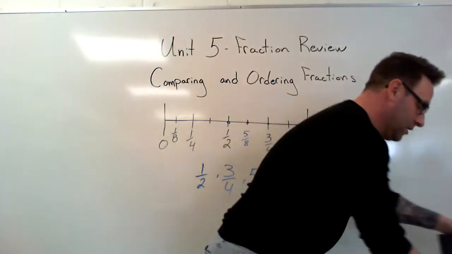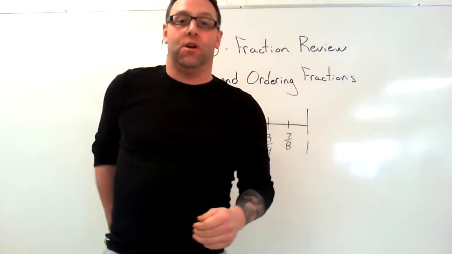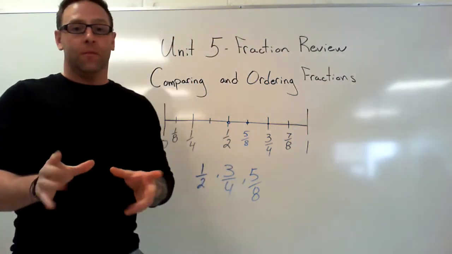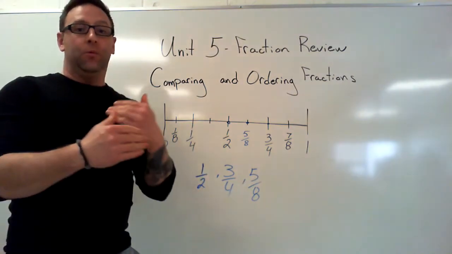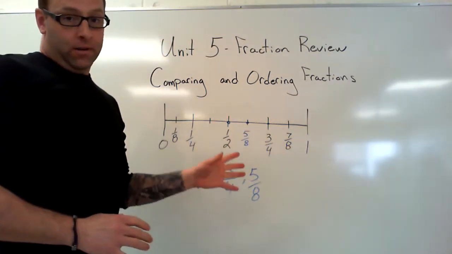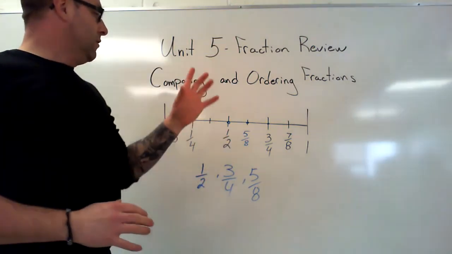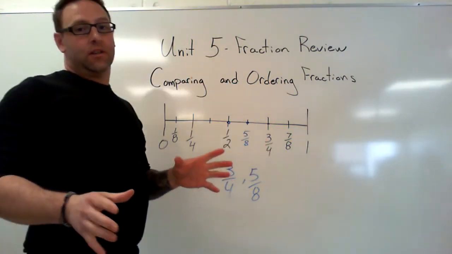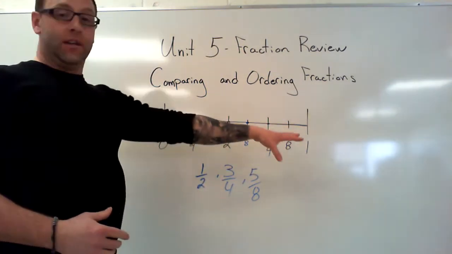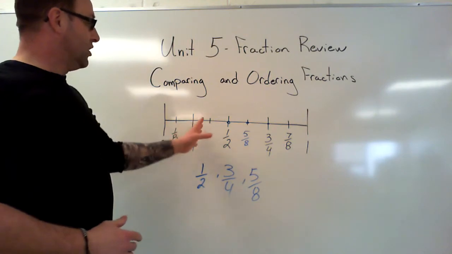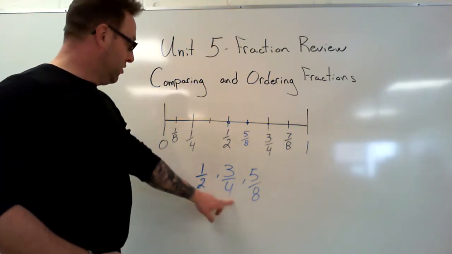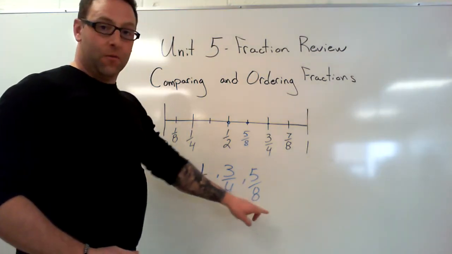Okay, in this video, what we're going to be talking about is comparing and ordering fractions. First up, ordering fractions. How do we put fractions in order? The easiest way to put fractions in order is to use a number line. I've already drawn a number line here, and I've put the fractions on that we are using. We've got 1 over 2, 3 over 4, and 5 over 8.